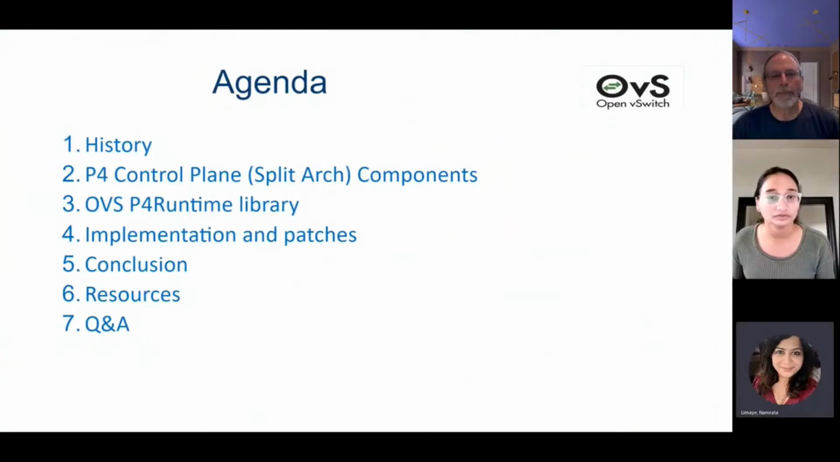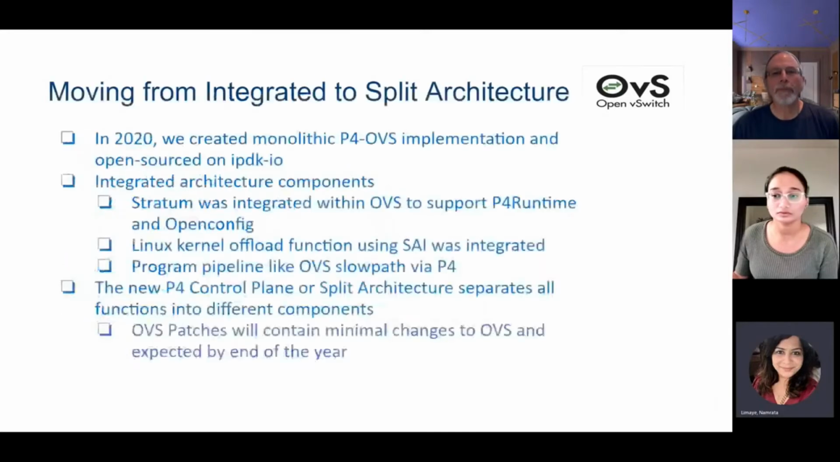This is the agenda. I'll go over the history. As I mentioned, we started with the P4 OVS integrated or monolithic architecture, and then we moved to the split architecture. Following that, we'll have the P4 control plane components description by Derek, and then Nupur will go over the OVS P4 Runtime Library and the implementation of how we are doing it and what the patches will contain, followed by the conclusion and resources. And then we'll open up for questions and answers.